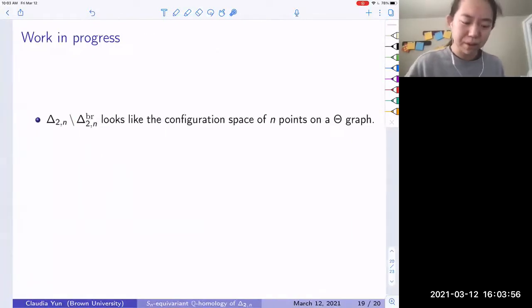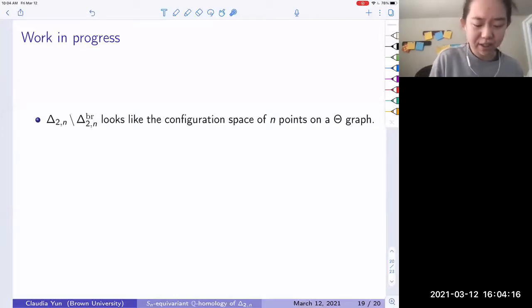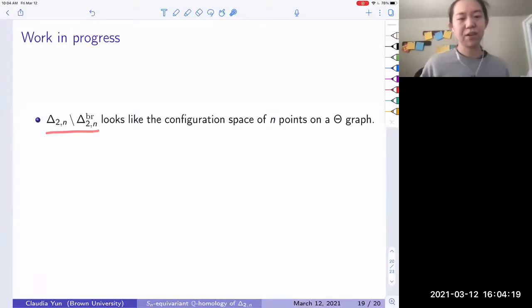And so at this point, maybe I'll say a few words on some work in progress and how we would like to tackle that. And if any of this smells familiar, please give me a pointer, or I would love to discuss. Now recall that in the complement of the bridge locus, we were looking at all these combinatorial types on the theta graph where the markings are not allowed to collide. And that looks a lot like the configuration space of endpoints on the theta graph.